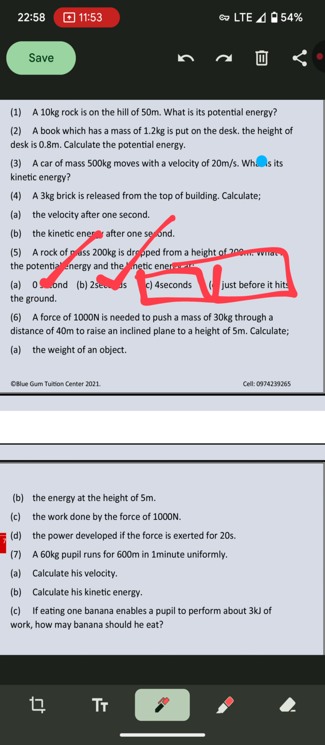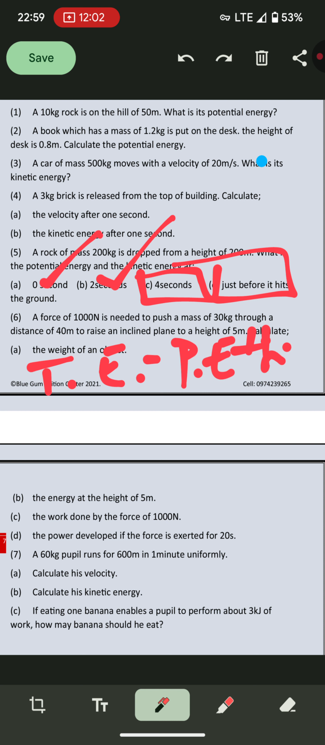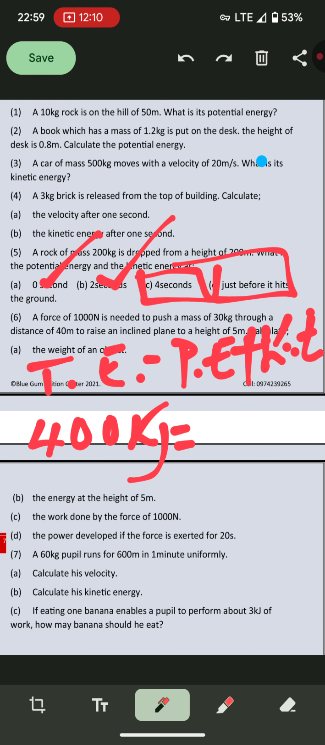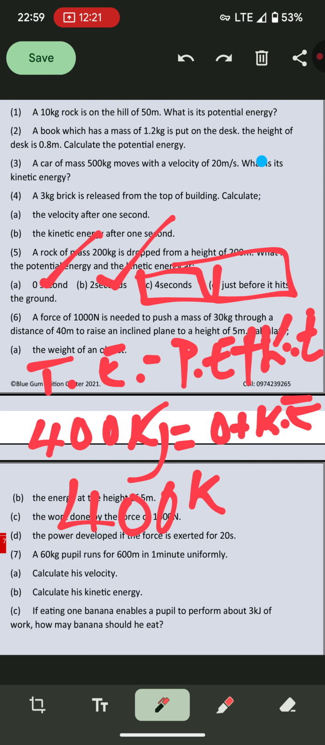Then the total energy becomes the kinetic energy, because total energy is equal to potential energy plus kinetic energy. So that 400 kilojoules, potential energy is 0, plus kinetic energy. You don't need to know the velocity and the likes. So the 400 kilojoules becomes our kinetic energy.